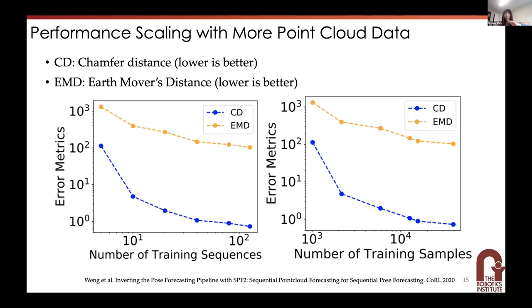So basically, the figures tell you that if you have more data, performance improves, because you see the error goes down. That's normal, and we can leverage this performance scaling from the large amount of point cloud data we have in modern driving datasets.